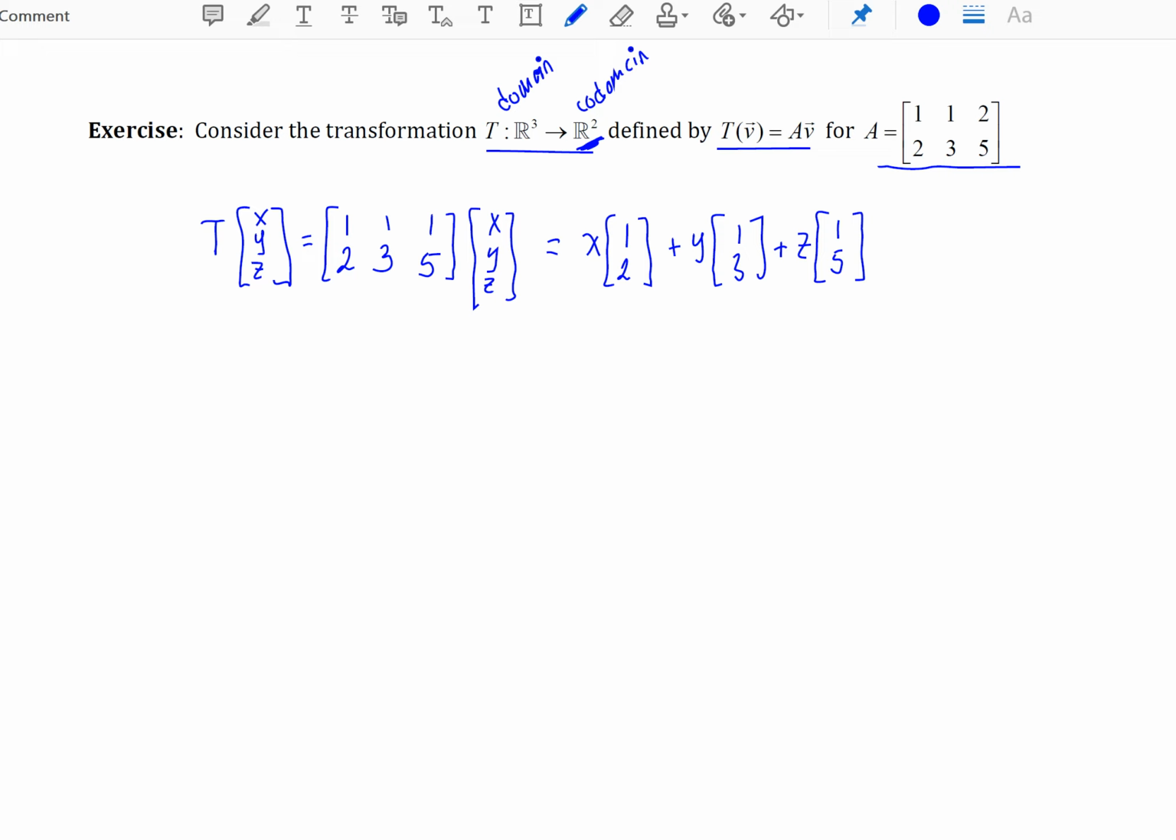Oh, I think I put a number wrong. That last column shouldn't be (1, 5). It should be (2, 5). It's a linear combination of the columns of A. Now, with this random transformation, I'd like to be able to do the same as our last example. I'd like to be able to talk about what is the image of T, what is the kernel of T, is this mapping injective, is this mapping surjective?